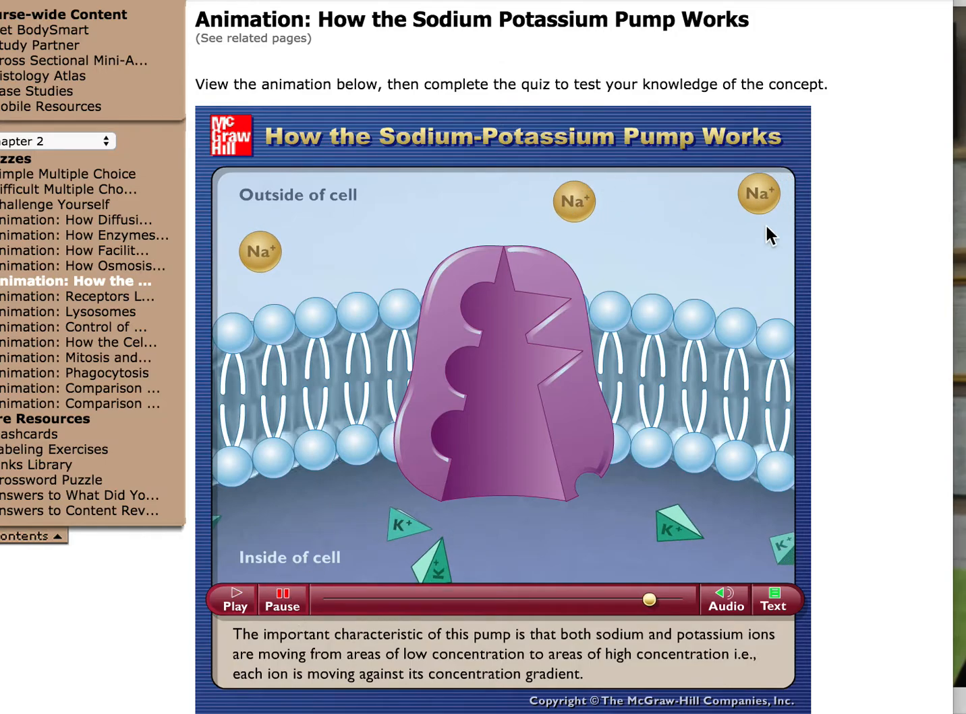That is to say, each ion is moving against its concentration gradient. So now you can see here there are a lot of sodiums outside the cell and a lot of potassiums inside the cell, but that's what the cell wants. And naturally, potassium would want to go this direction, go out of the cell, and sodium would naturally want to move inside the cell. And the sodium-potassium pump keeps that imbalance from reaching equilibrium.